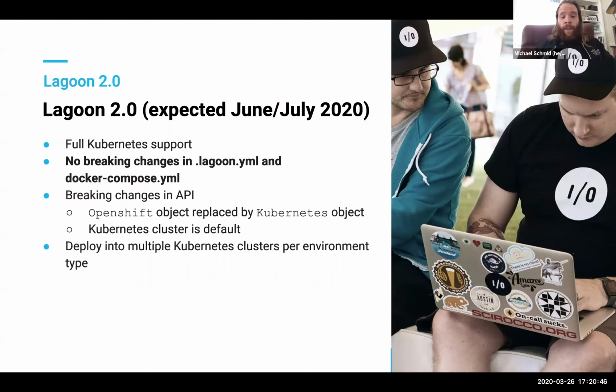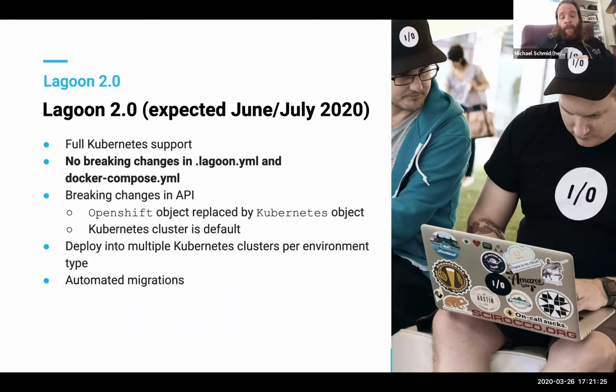Some other features that we're working on: we are planning to have the capability to deploy into multiple Kubernetes clusters per environment type. So this means you could have a Kubernetes cluster for all your production environments, and you can have another one for your development environments. And Lagoon will automatically see that if you deploy a production environment, it will go to Kubernetes cluster A, and if it's not, it will go to B. So this will be automatically handled by Lagoon. We really see that this is the way to run stuff in the future, with multiple smaller Kubernetes clusters rather than these huge clusters that were more the OpenShift way to do it.